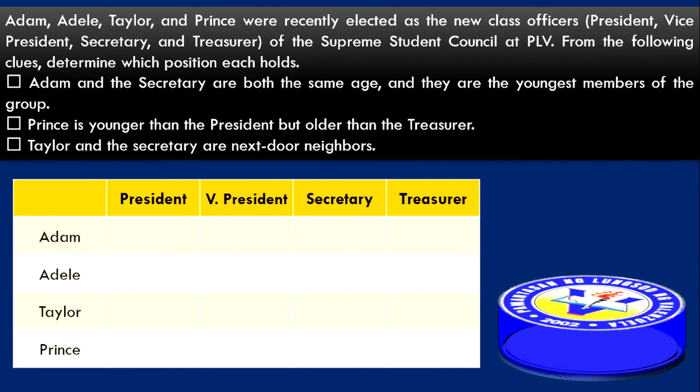So we have here Adam and the secretary are both the same age, and they are the youngest members of the group. Prince is younger than the president but older than the treasurer. Then lastly, Taylor and the secretary are next door neighbors.